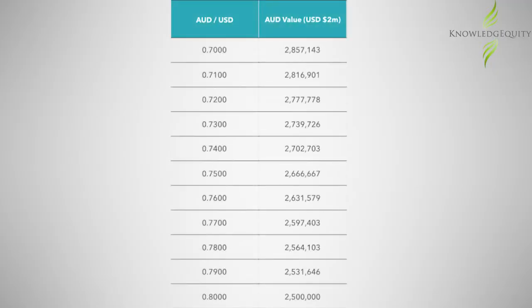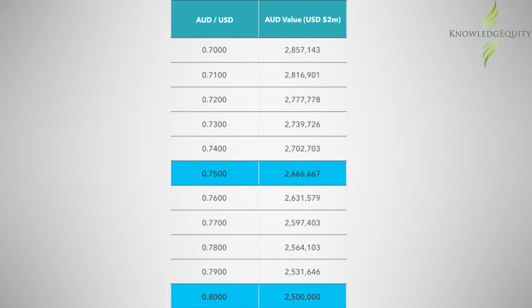Assume the current Australian dollar to US dollar spot rate is 0.75. We can see how $2 million reduces in its dollar value as the Australian dollar appreciates above 0.75. As an example, at the spot rate of 0.75, the Australian dollar equivalent is 2,666,667. At the spot rate of 0.8, the Australian dollar equivalent is 2.5 million.